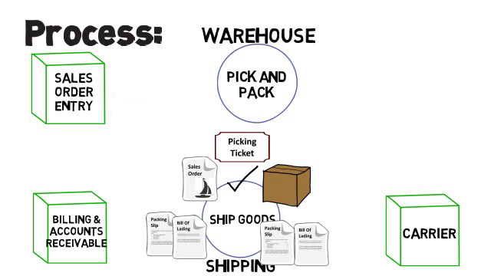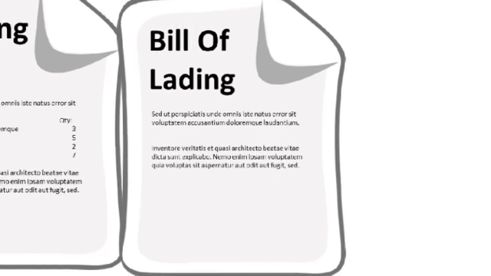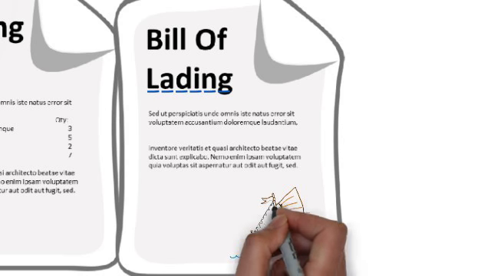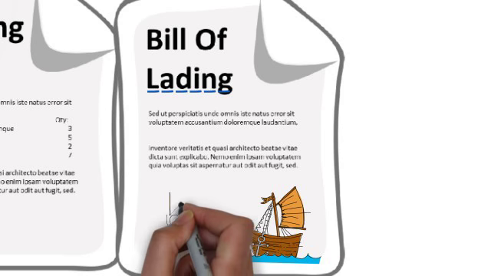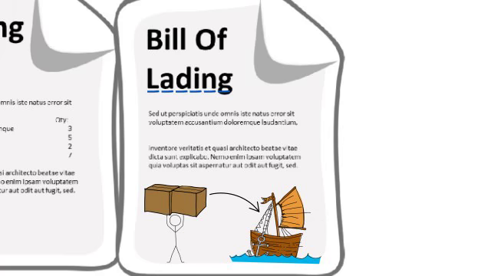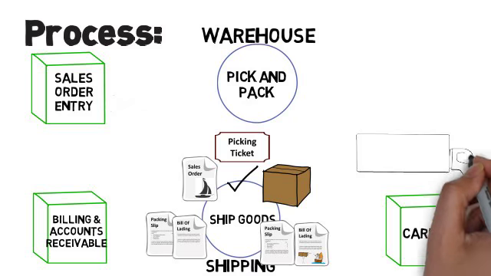Now, you probably know what a packing slip is, but you may not have heard of a bill of lading. It's a legal contract that defines responsibility of the goods in transit. The word lading means the action or process of loading a ship or other vessel with cargo. So when you hear lading, think loading. Thus, the bill of lading defines who's responsible after the loading has taken place.